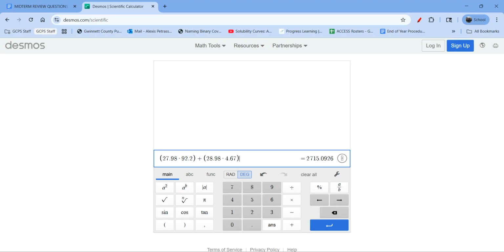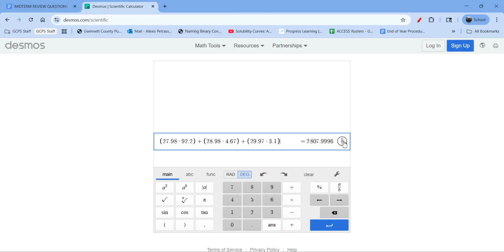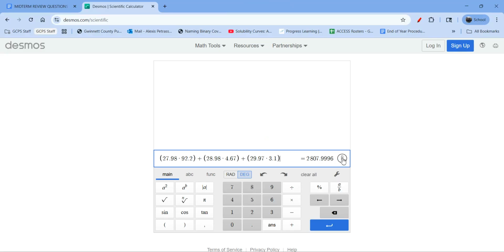I really hope you can see the calculator on this. Sorry if you can't. Close parentheses, plus open parentheses. The last isotope is 29.97 times the percent, 3.1. Close parentheses. And you can hit enter. Actually, you don't have to hit enter. Oh, good. Control Z works. Okay.